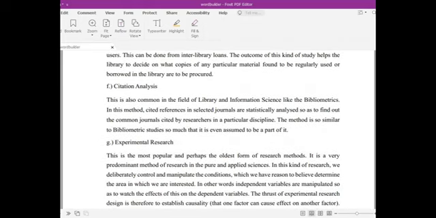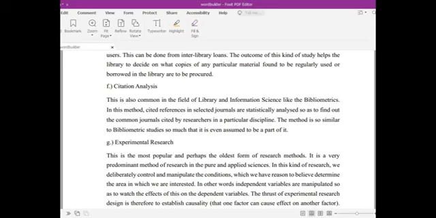The next one is experimental research. This is the most popular and perhaps the oldest form of research methods. It is a very predominant method of research in the pure and applied sciences. When you talk of experiments, you're going on sciences. Like we talked in the first lecture, even our forefathers did this without knowing what they were doing. But with the advent of sciences, things have become better for us.